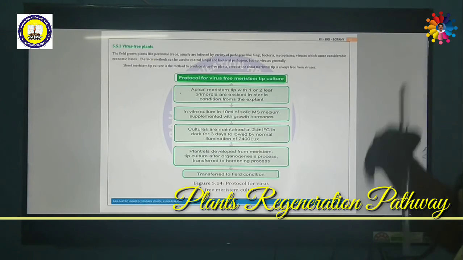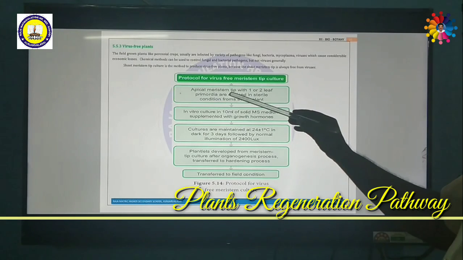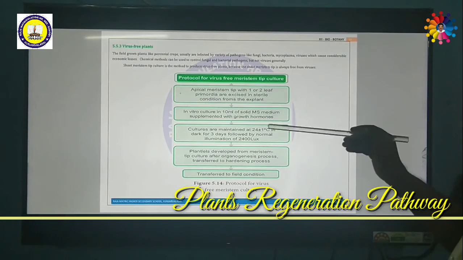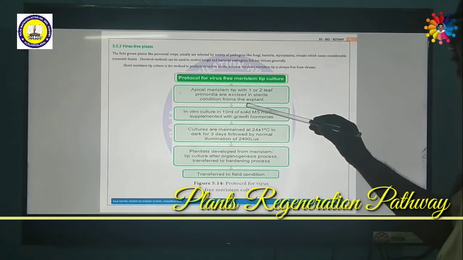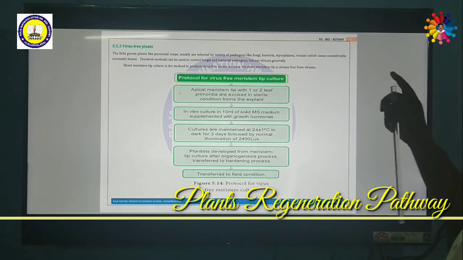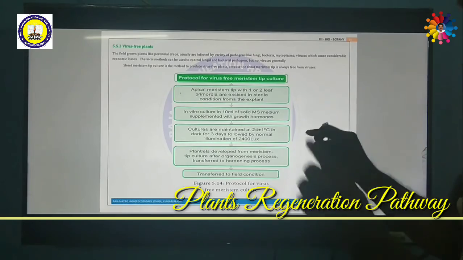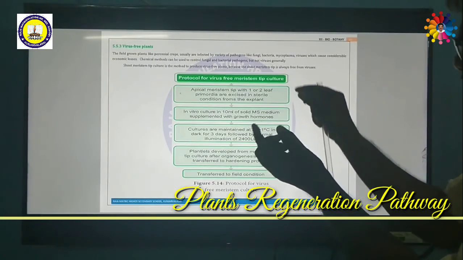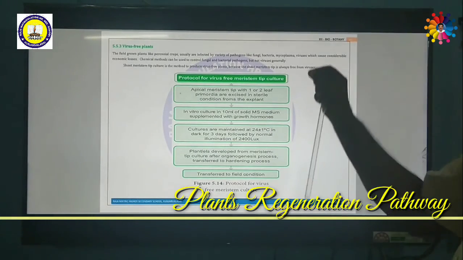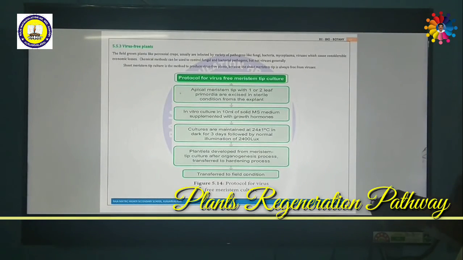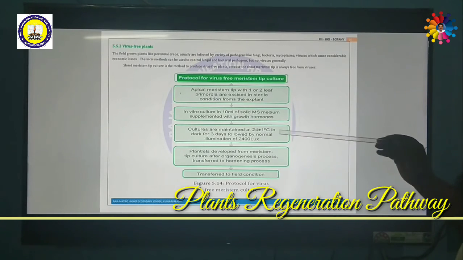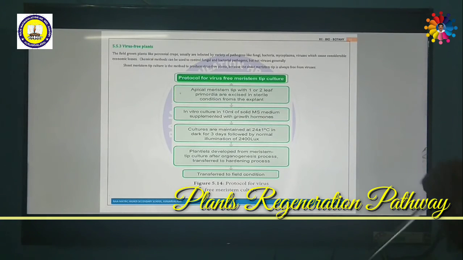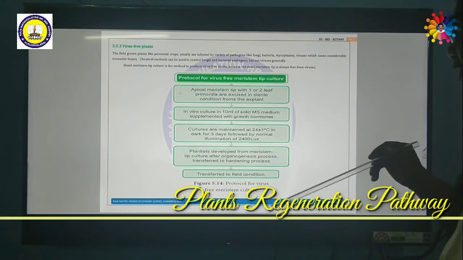Okay, what is the protocol? Apical meristem, that means shoot tip, with 1 or 2 leaf primordia is excised under sterile conditions from the explant. Primordia means a small leaf tip. Under the tip, we can collect some tissue. This is meristematic tissue. For in vitro culture, 10 ml of solid MS medium, Murashige and Skoog medium, supplemented with growth hormones like auxin and cytokinin is to be added.